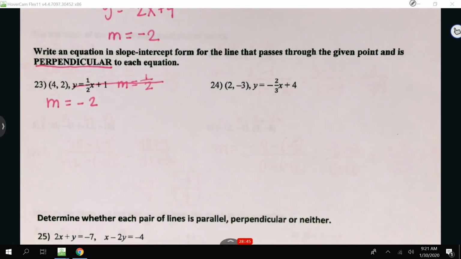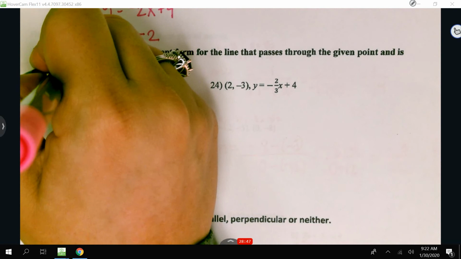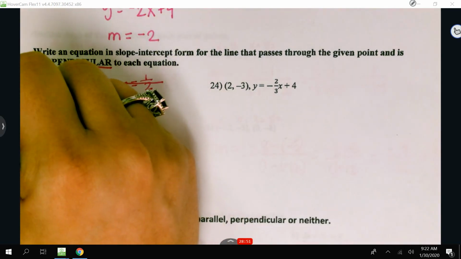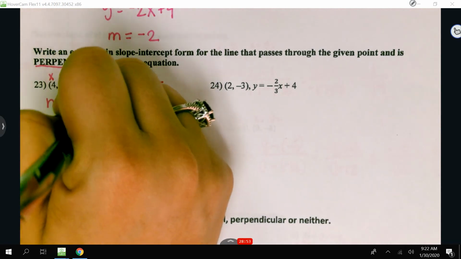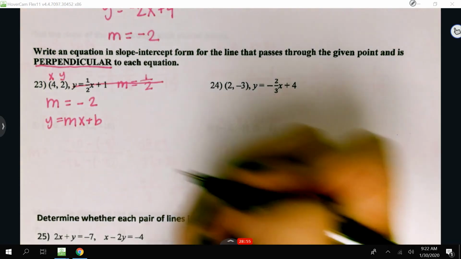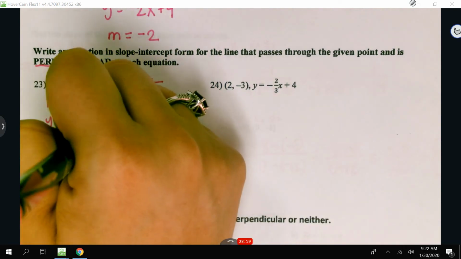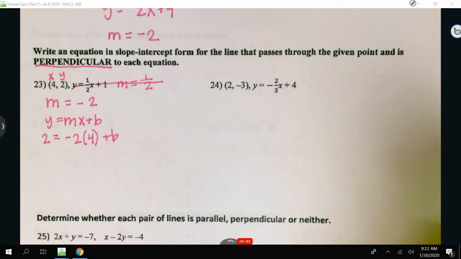Okay. So now all you need is this x is 4, y is 2, m equals negative 2. So you're plugging that back into y equals mx plus b so that you can find your b. So that's 2 equals negative 2 times 4 plus b. Can we still do the negative 2 over 1? You can, but I would prefer it to just be negative 2, because that technically would be fully simplified.